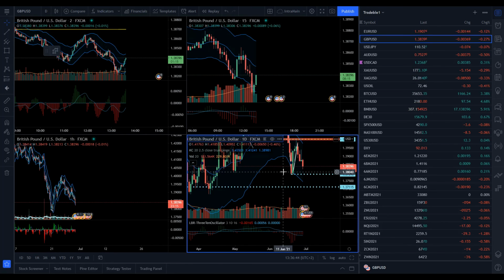We reached main objectives, so we can have some rotation back and forth, but overall selling pressure is still active and the short-term trend is downside.